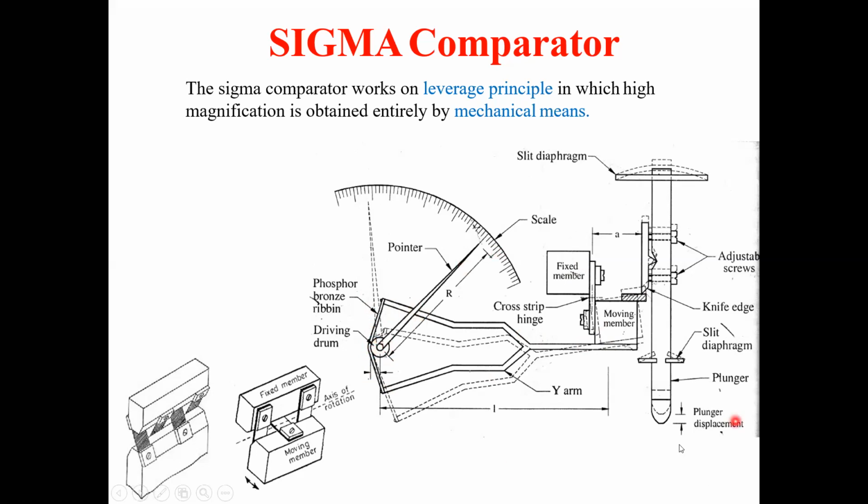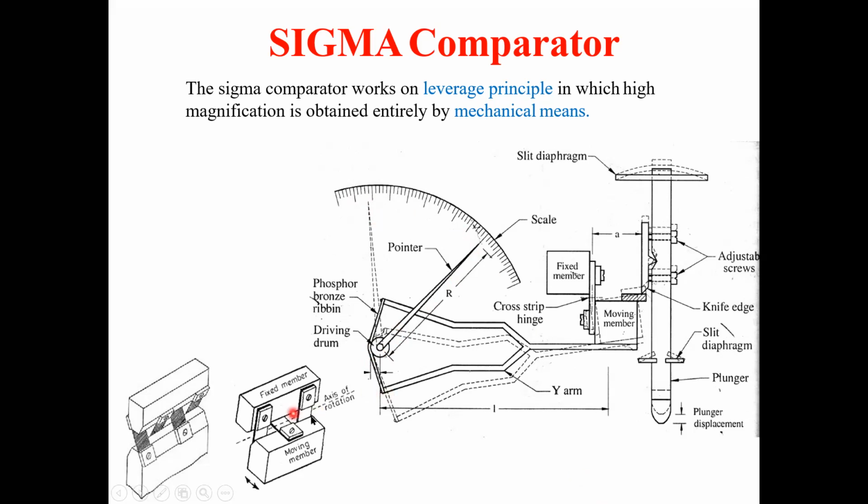The small vertical motion, or downward motion, at the plunger is transmitted to the knife edge. From the knife edge, it is transmitted to the moving member. From here, it is transmitted to the Y arm. From here, it is transferred to the driving drum, and finally to the rotating member. Because of rotation of this driving drum, the pointer also rotates against the scale.